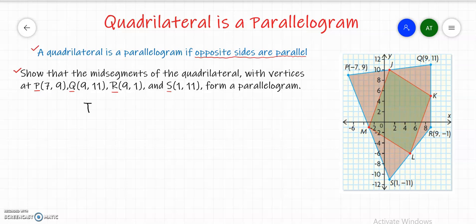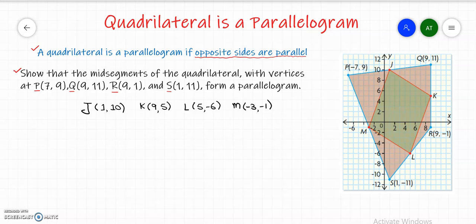So the coordinates of J are 1 and 10. The coordinates of K are 9 and 5. The coordinates for L are 5 and -6, and the coordinates of M are -3 and -1. Okay, so we have found the coordinates of the mid segments J, K, L, M. Now we need to show that J, K, L, M forms a parallelogram.